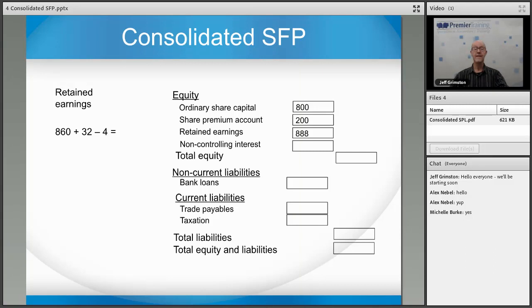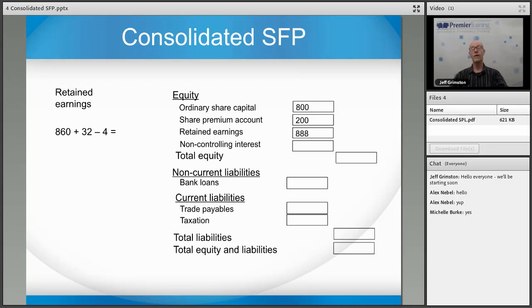Final item in equity, non-controlling interest. This is one that is always made to look a lot more difficult than it needs to be. In simple terms, if there isn't any adjustment for unrealized profit or the like, you simply look at the equity and reserves of the subsidiary, and multiply it by the percentage that you don't own. So if your subsidiary is worth 1,000 and you own 70%, the minorities, 30% of 1,000 would be 300. It really is as simple as that.